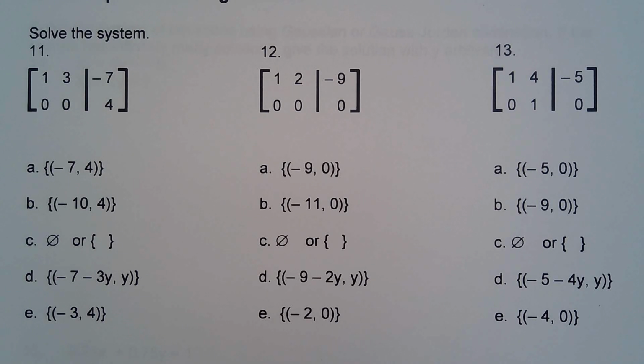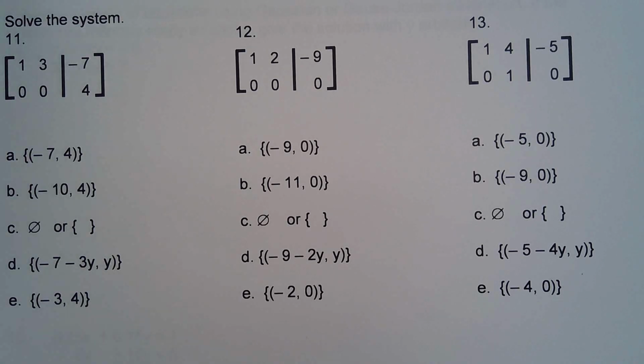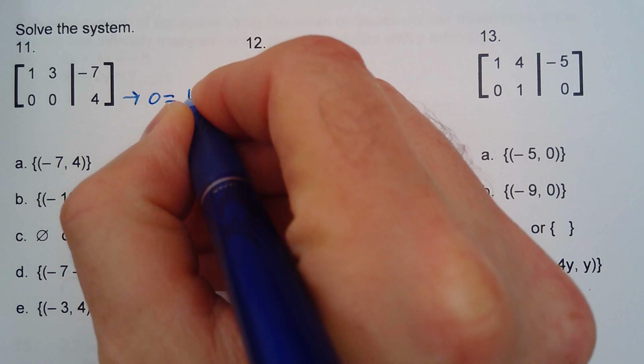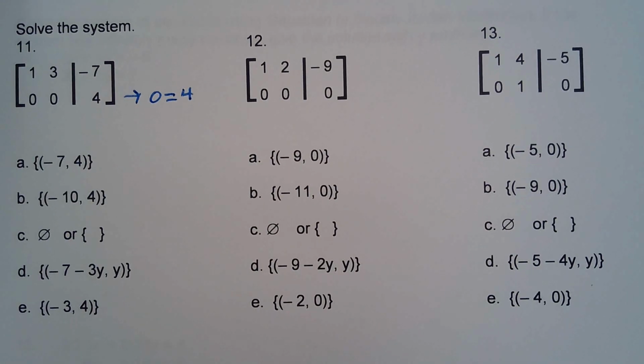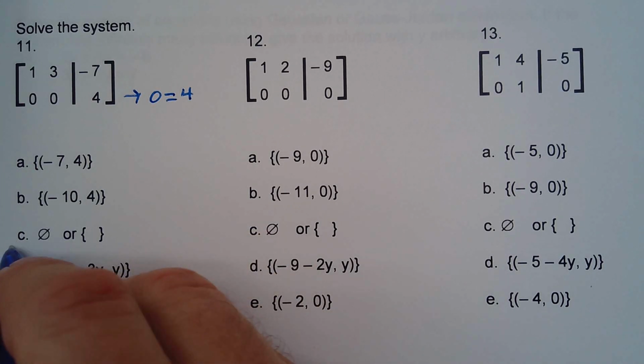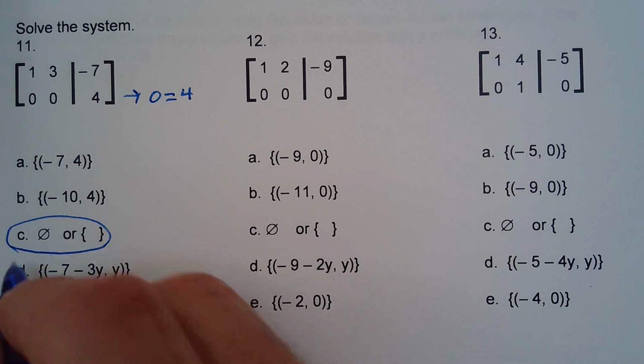So in this first one, if we're looking at this, the second row here means 0 equals 4. That's a contradiction. That's not possible. So my answer is going to be no solution. So my answer would be C.